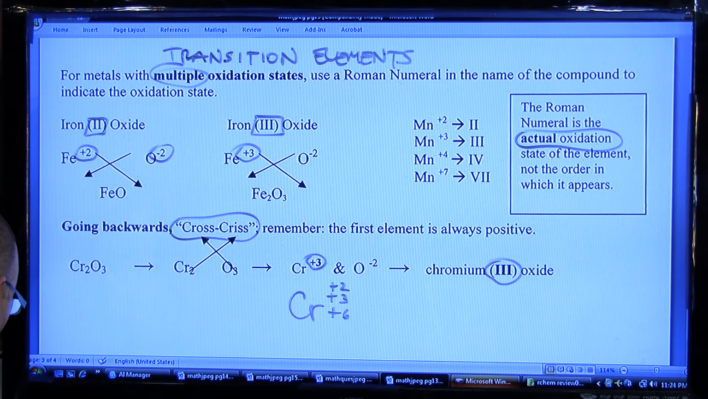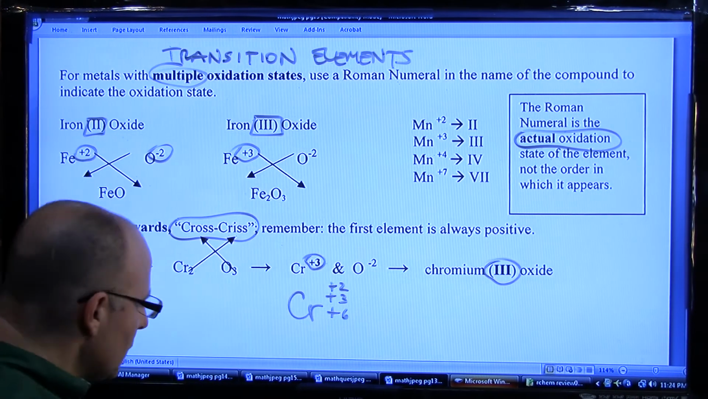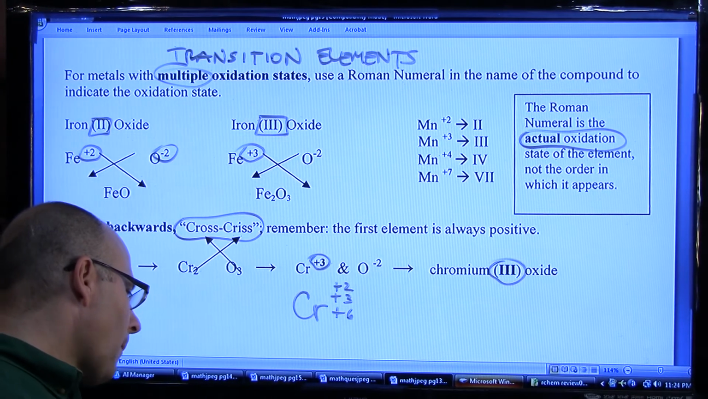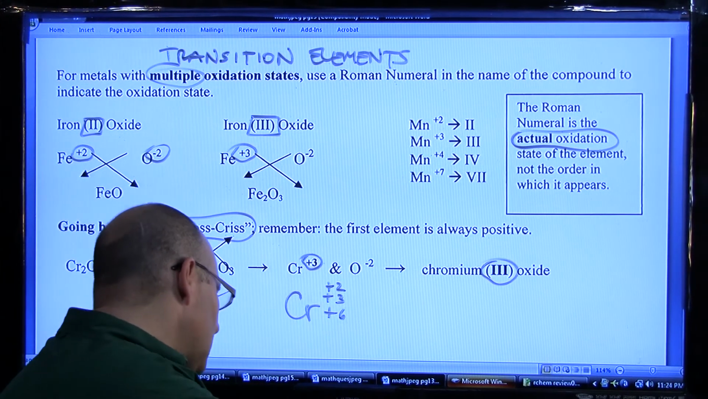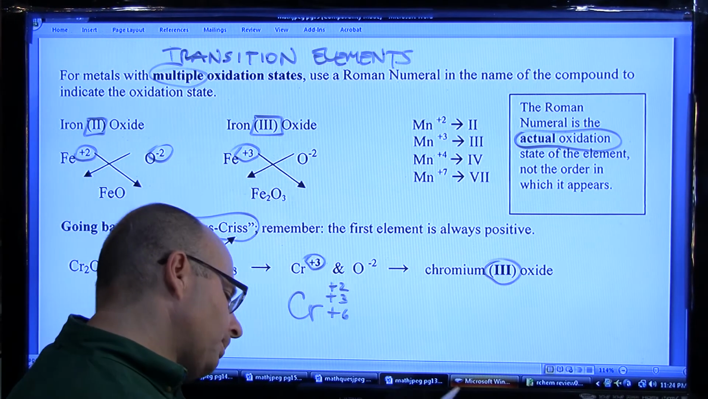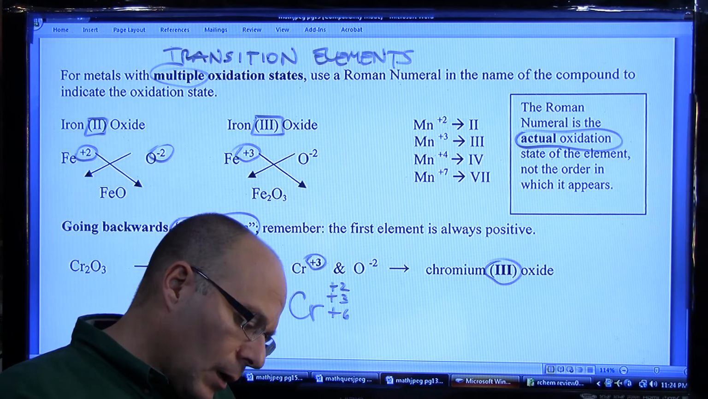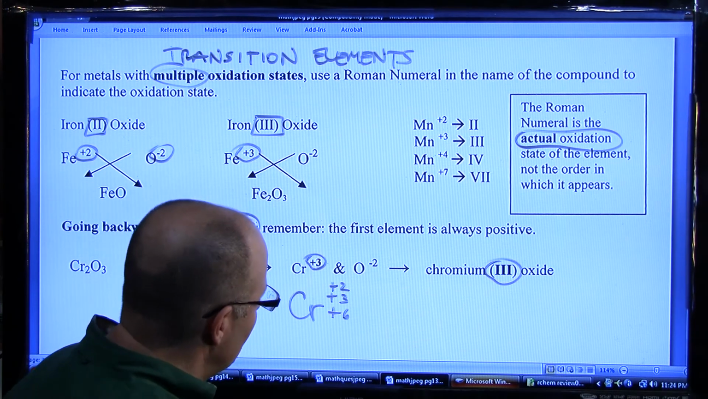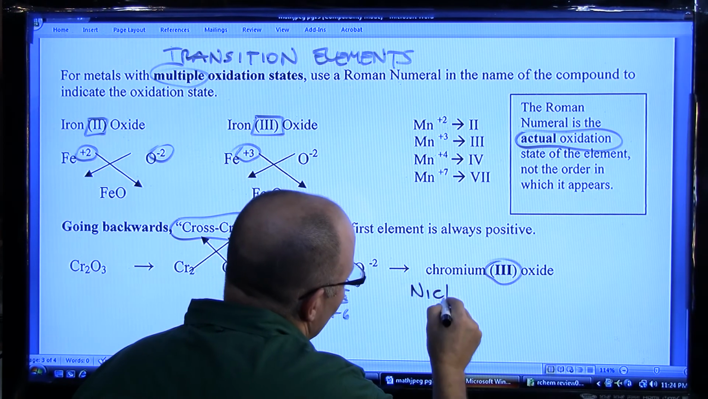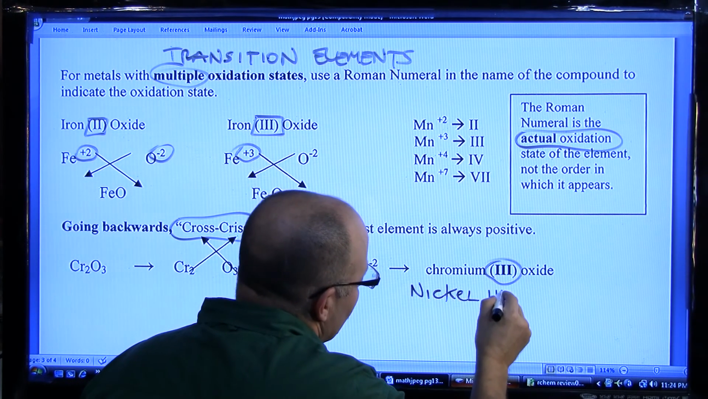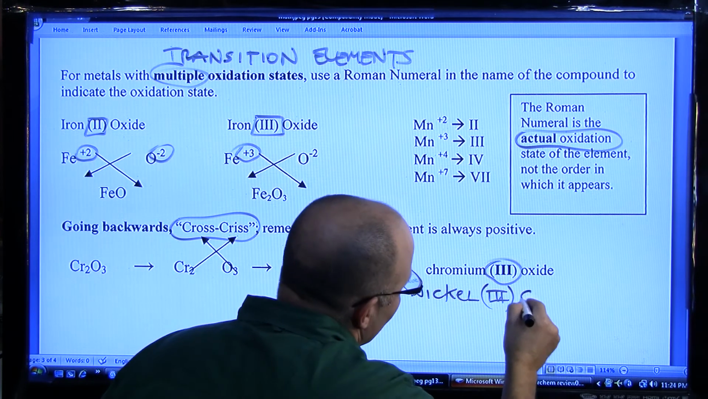All right. Why don't we try combining all of this now, and let's do a polyatomic ion with a transition metal. So why don't we do nickel 3 chlorite. Okay, so I'll write it down here. Nickel 3 chlorite.